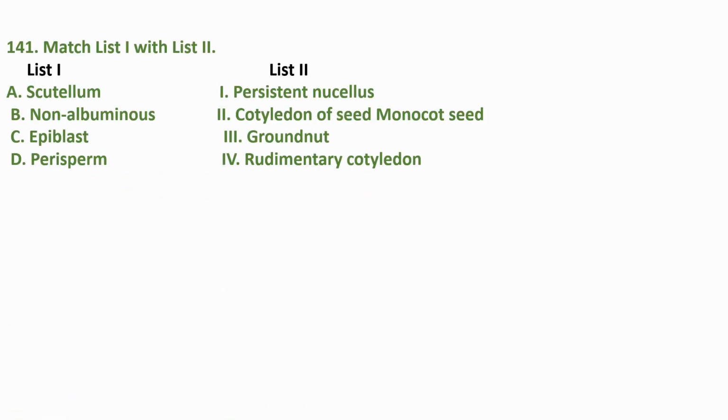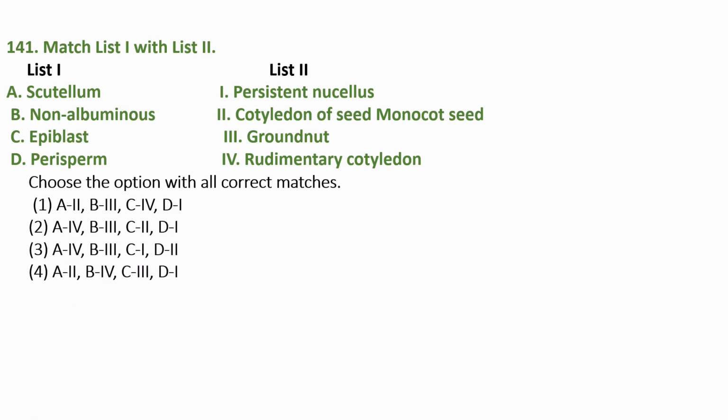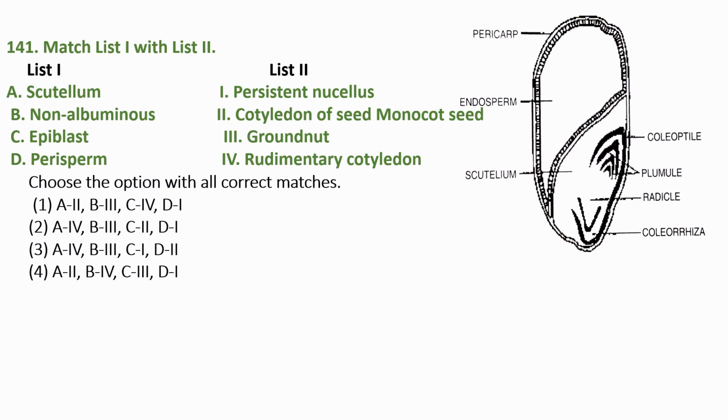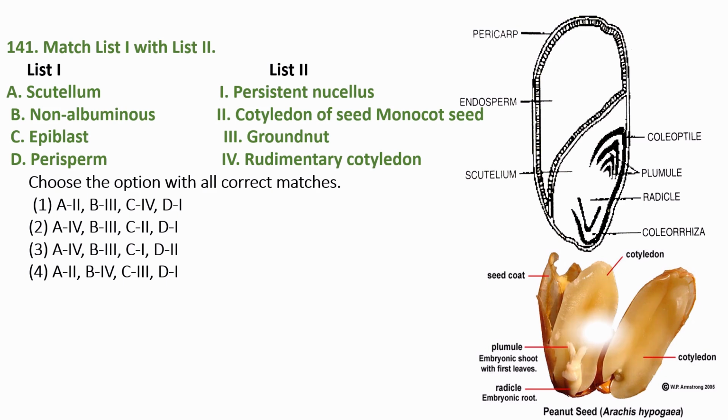What is the next question? Match list 1 and list 2. Here they have given some questions from the seeds itself. If we see the images here, you can understand easily. They have given the layers, and you have to say whether they are present in the seeds or not. First one is scutellum. Normally you can see the scutellum in the monocot seeds. We know that the scutellum is present in the monocotyledons only, not in the dicotyledons.